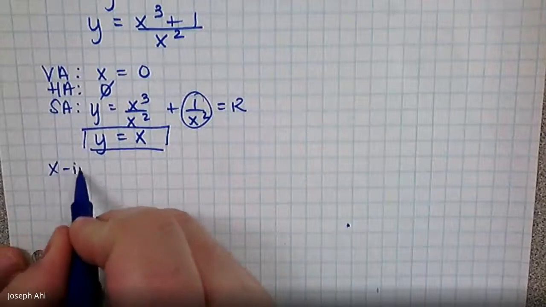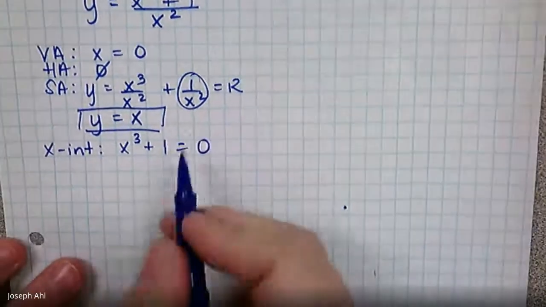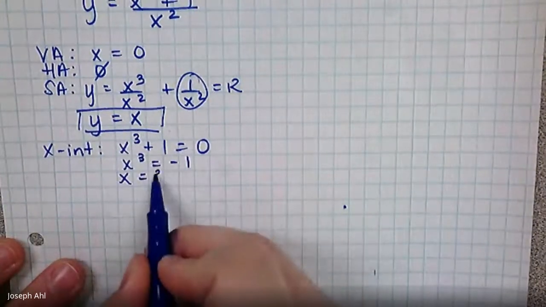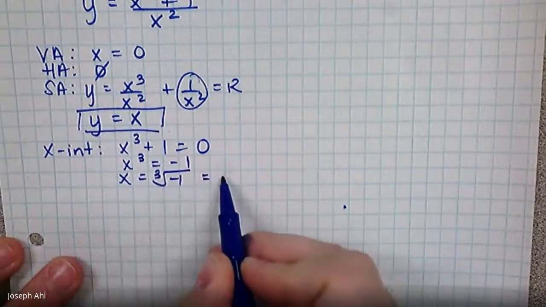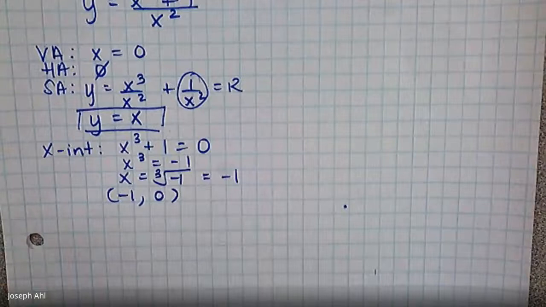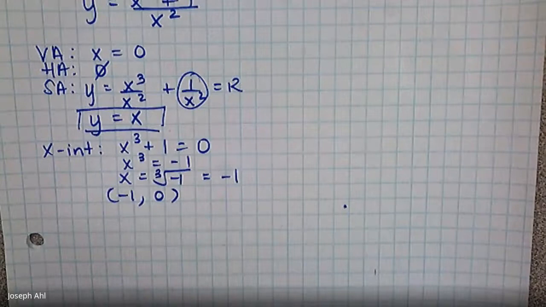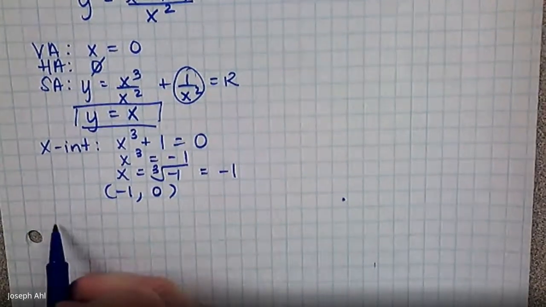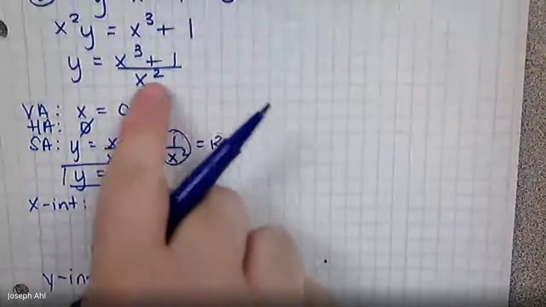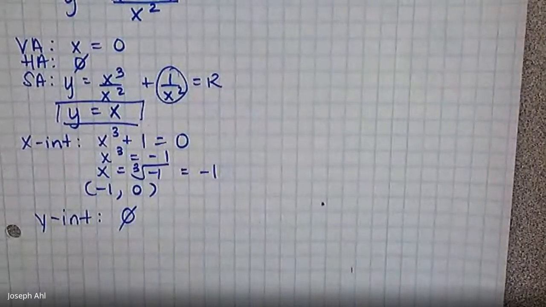Do we have any x-intercepts? If I set the top to 0, x cubed plus 1 equals 0. Yeah, if you subtract 1 to the other side and then take the cube root, the cube root of -1 is -1. So you have a real x-intercept at -1, 0. The reason I phrase it that way is we know x cubed has 3 solutions, but the other 2, I'll tell you, are imaginary. And for the y-intercept, if you plug in 0 for all the x's, well, with x squared on the bottom, dividing by 0 is an issue. So there is no y-intercept.